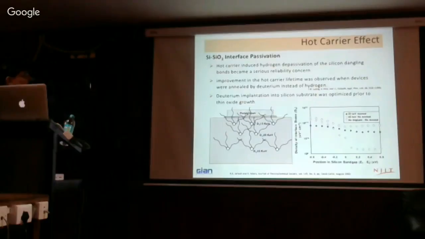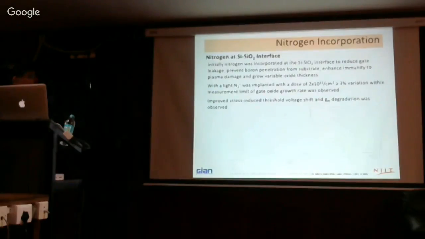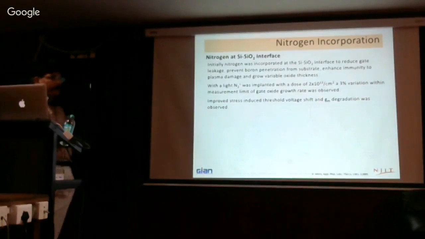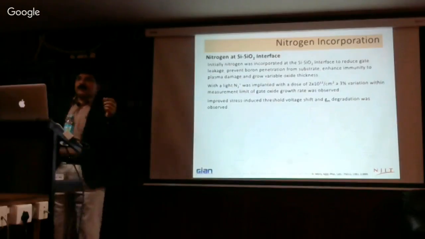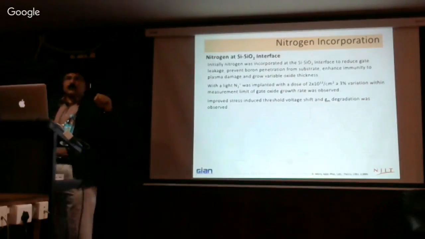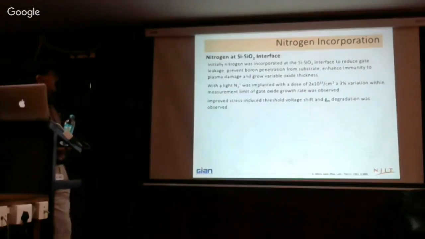So these are the deuterium implantation cases. Another thing also to improve the interface is nitrogen incorporation. This nitrogen was actually incorporated by annealing. Typically, you can anneal with N2 gas so that some nitrogen goes to the interface. And we did one experiment with implantation of this.